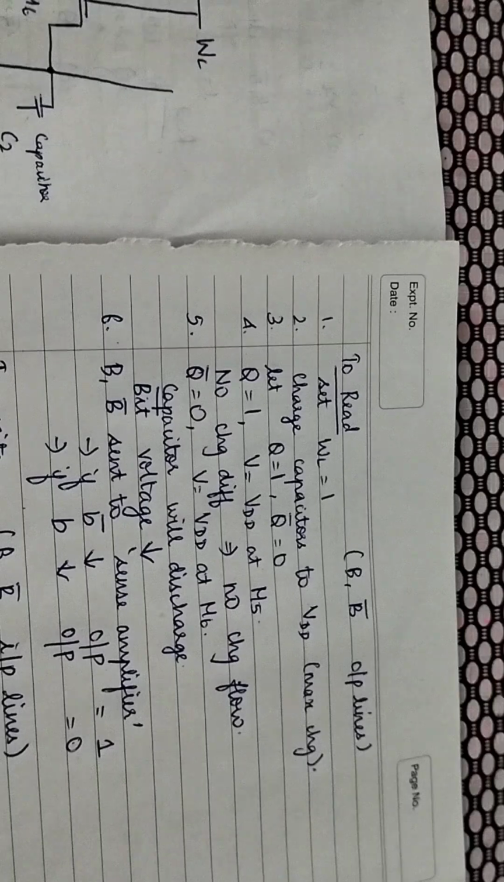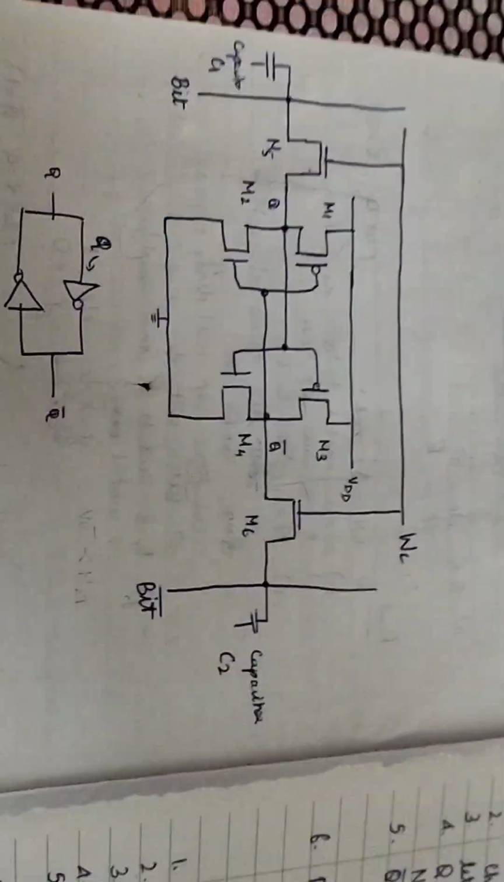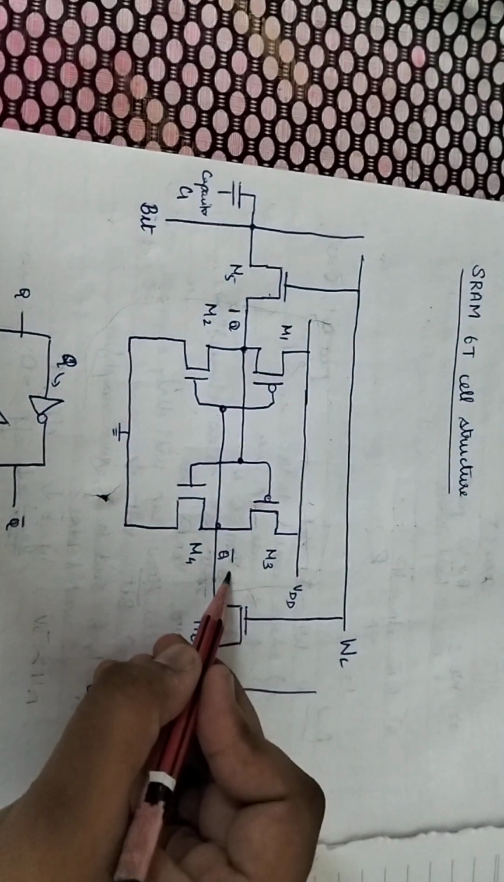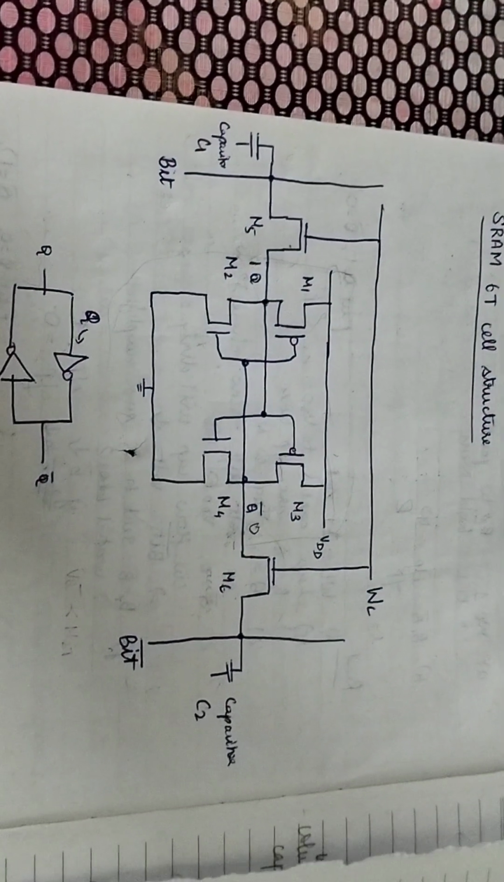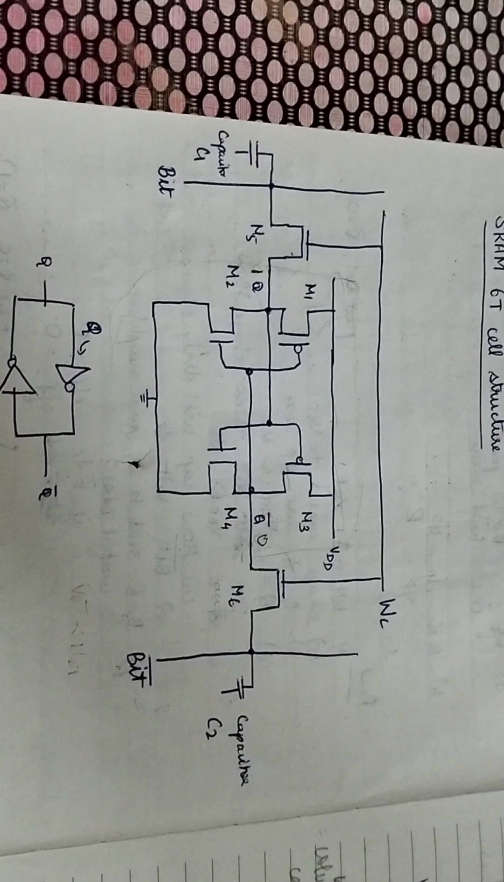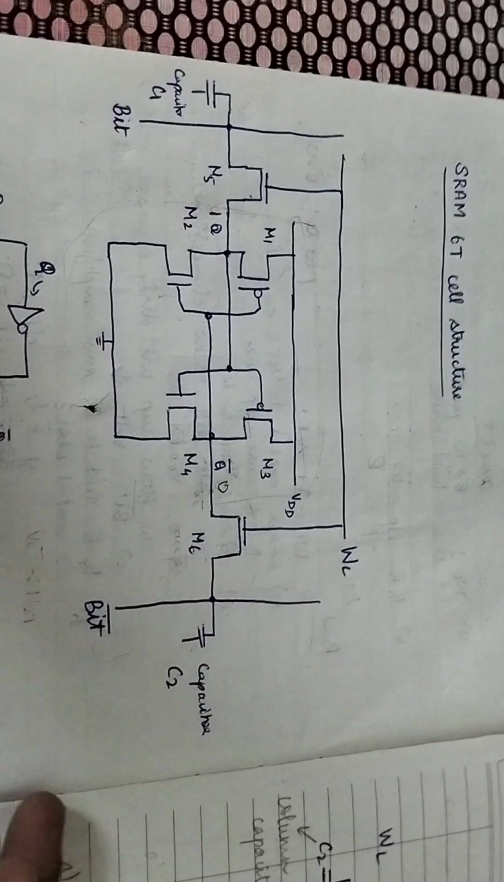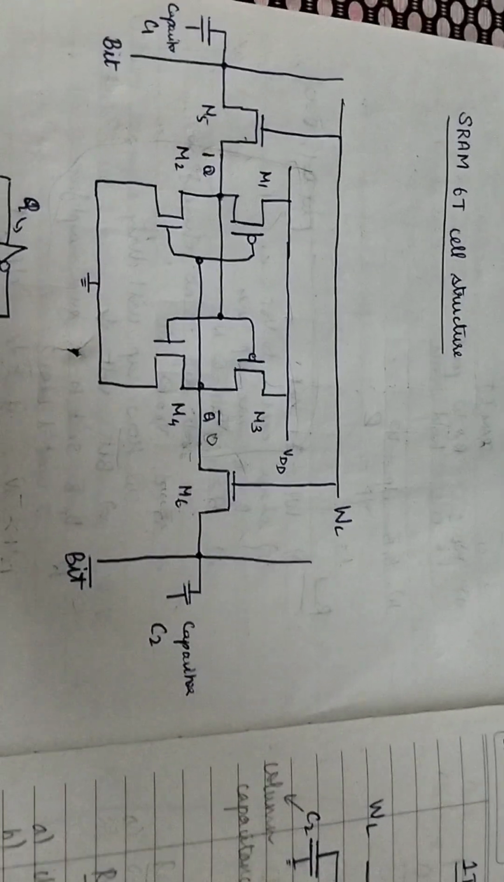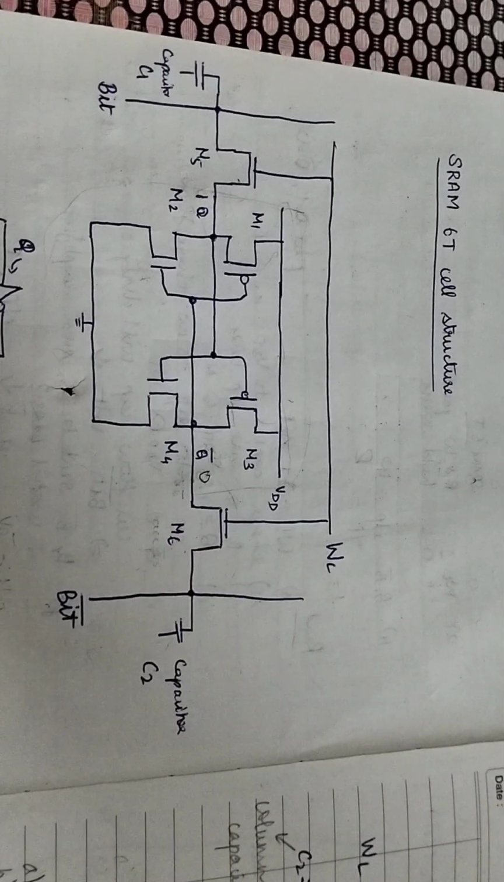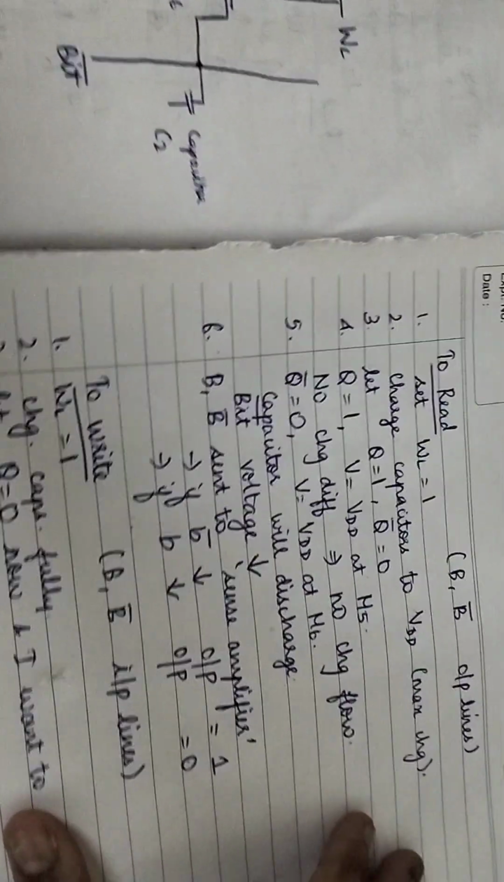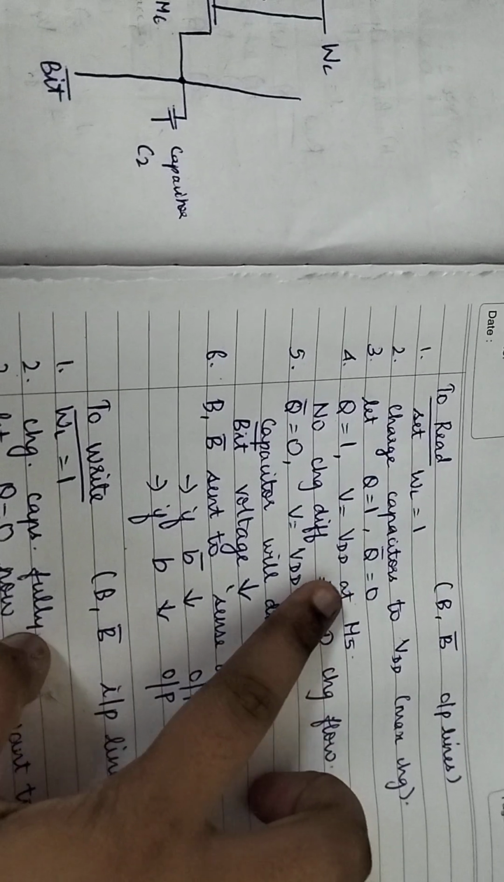Step 3, let Q equals 1, Q bar equals 0. Let us assume the current contents of Q and Q bar are 1 and 0 respectively. This is just an assumption we are going with. You can also assume vice versa, Q to be 0 and Q bar to be 1, and the working will still be the same. I would encourage you to pause the video and work out the different combinations after you understand the basic procedure. Anyhow, coming back, let Q equals 1, Q bar equals 0.